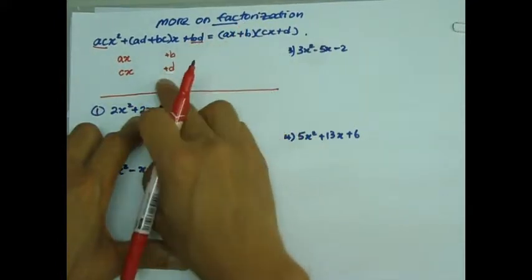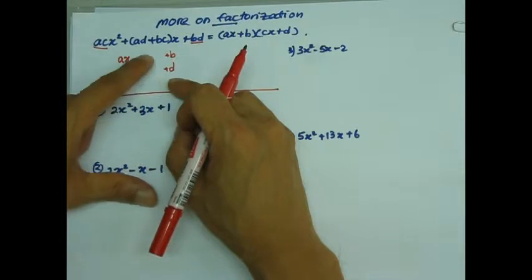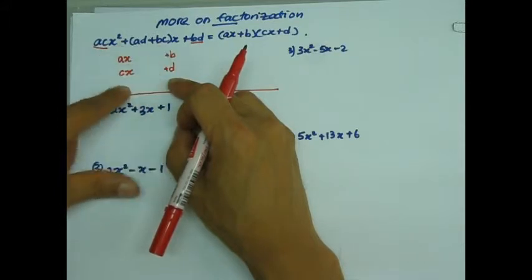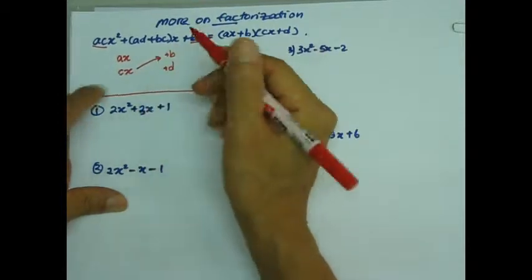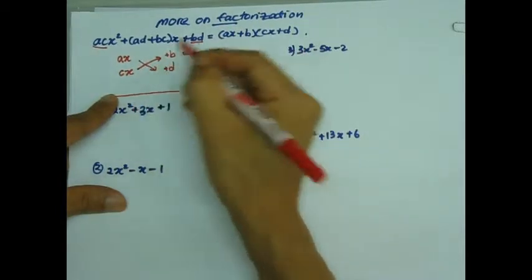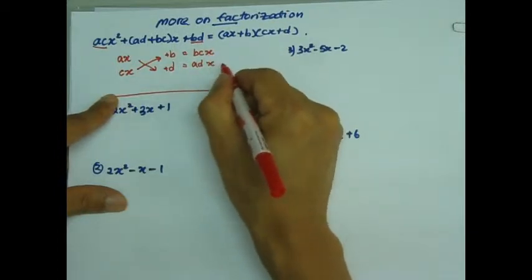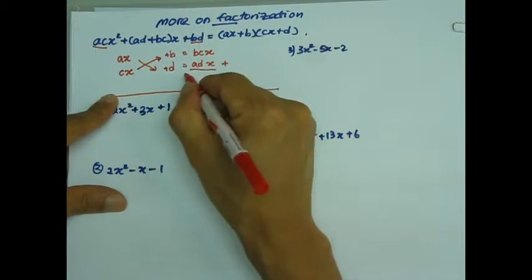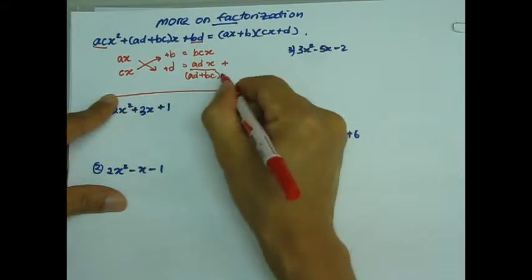Negative times negative gives you plus. But in this case, I think it's going to be plus because the coefficient of x is positive, so I need to have positive. If this happens to be negative, then the addition after cross multiplication will give me negative. That doesn't work. Alright, so to continue, I cross multiply. That gives me bcx, and then cross multiply, that gives me adx. And then these two numbers, you add them together. So you get, for example, (ad plus bc) times x.